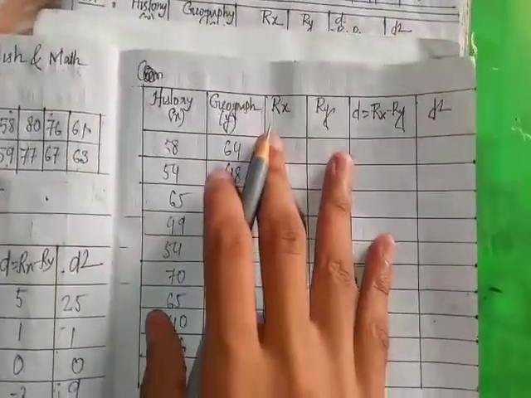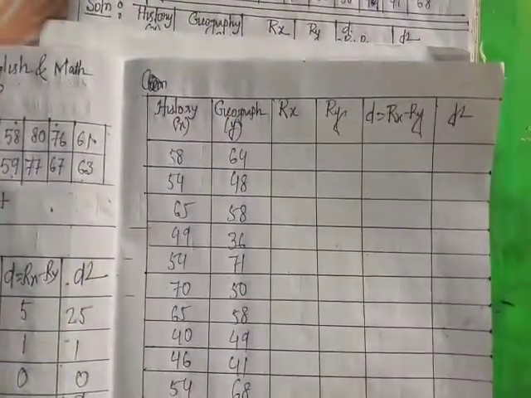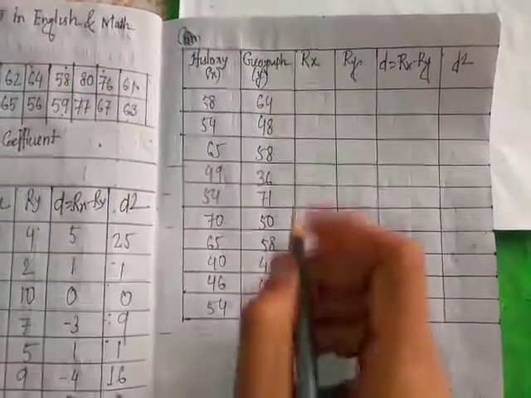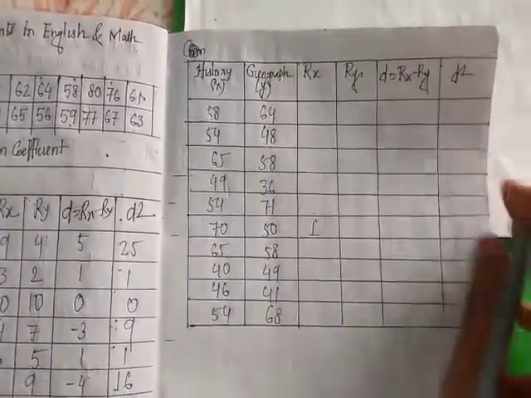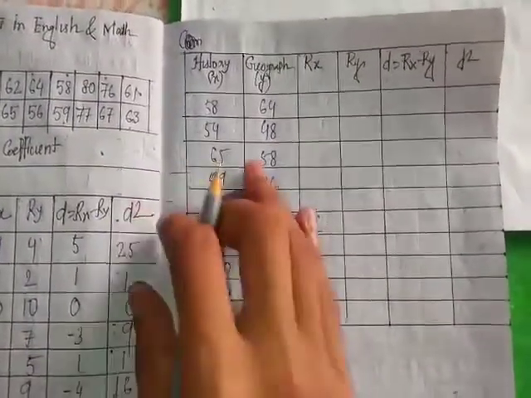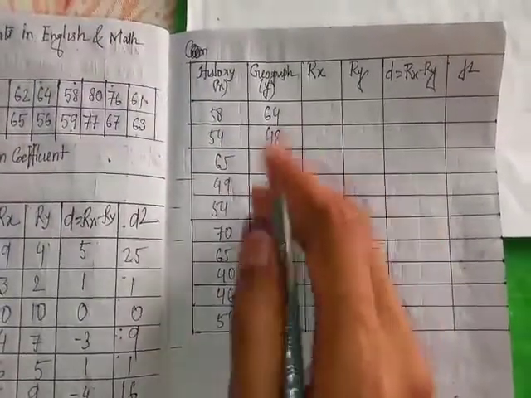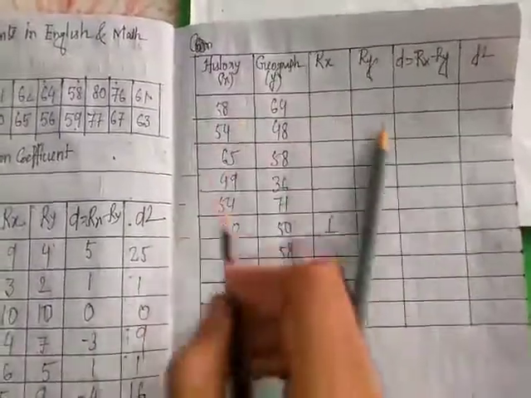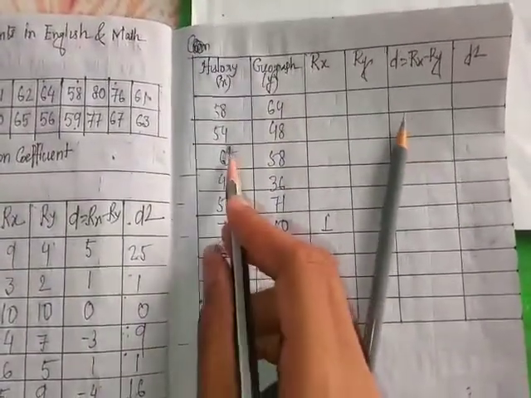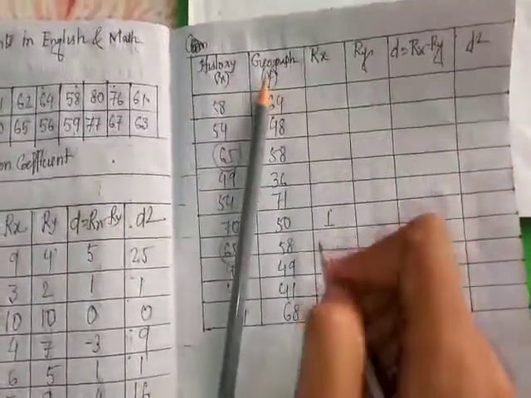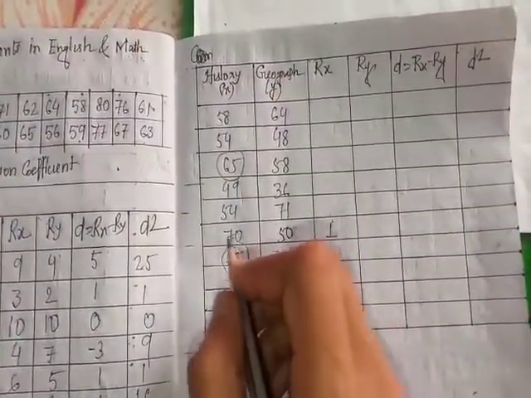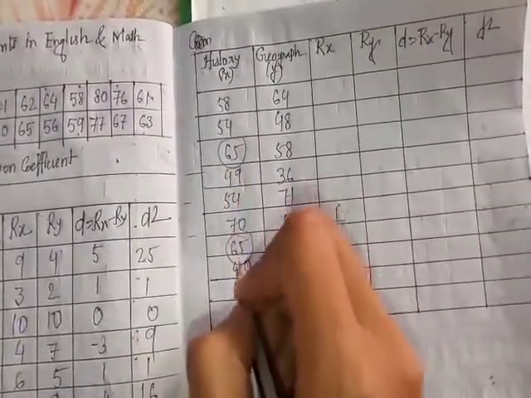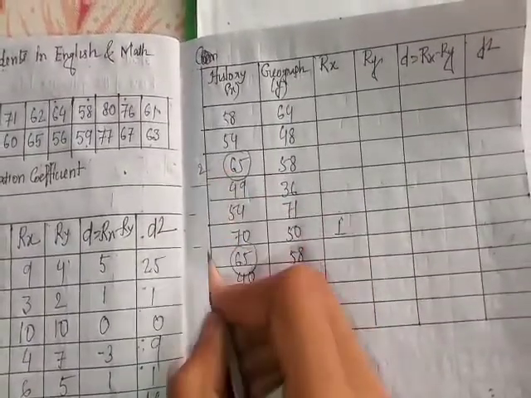Now we find rank of x and rank of y. Here the maximum value of x is 70, so this is rank 1. Then the second maximum value of x is 65, but here 65 occurred 2 times. Since 70 is the highest value of x, this is first rank. The second highest value is 65, but 65 occurred 2 times, so this is second rank, this is third rank.